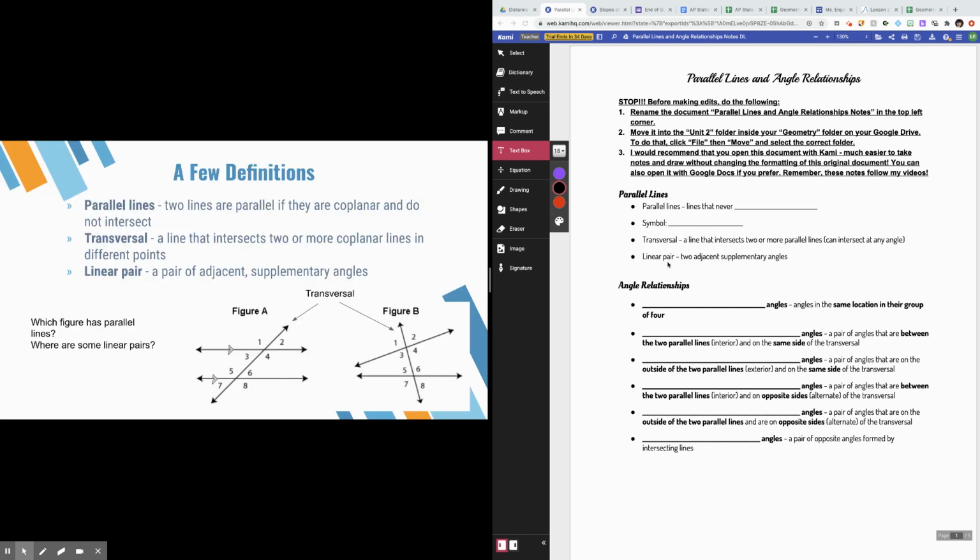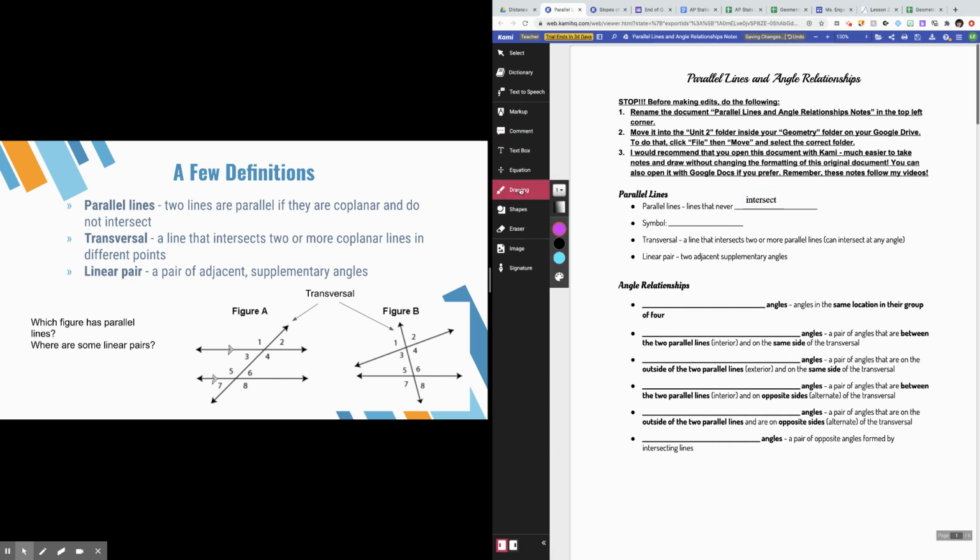Okay, so I'm hoping that before now you've heard the term parallel lines. Parallel lines are two lines that are coplanar, just meaning that they are on the same plane. So like you would draw them on the same piece of paper, right? And they're simply lines that never intersect. So parallel lines are lines that never intersect.